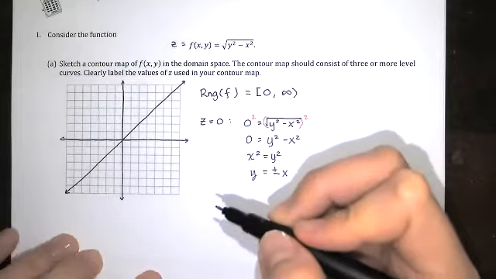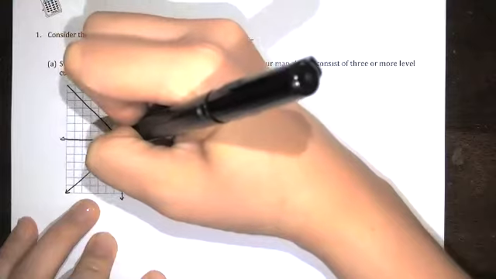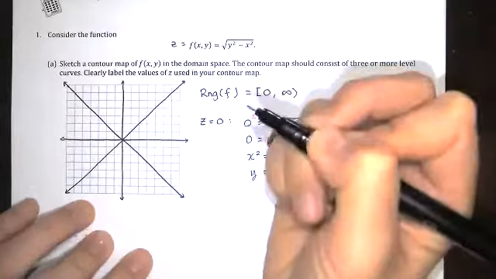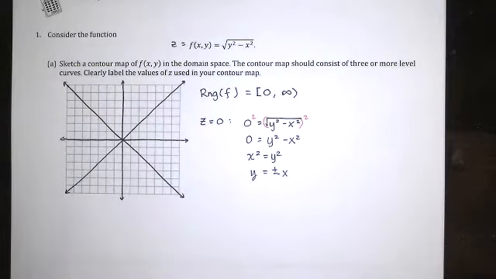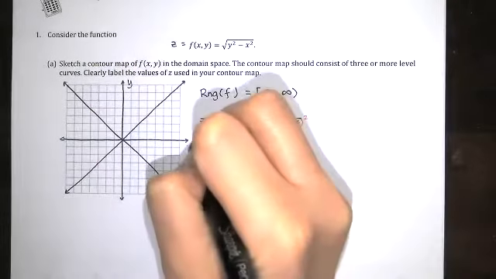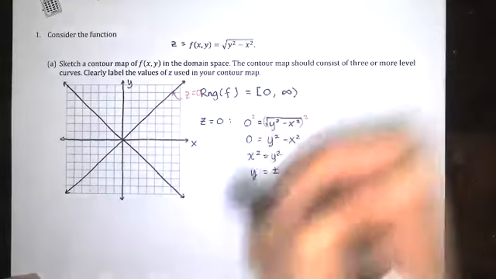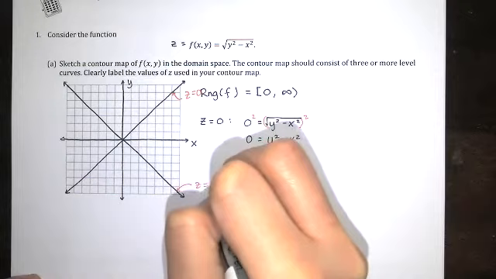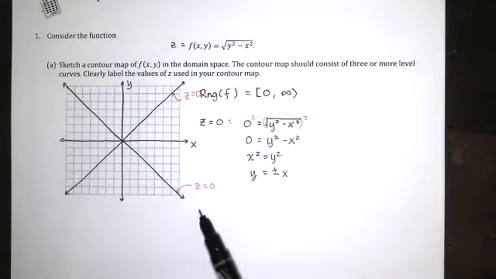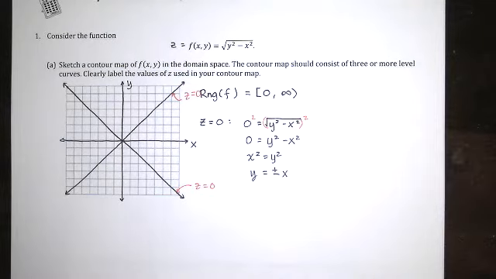There's y equals x. And y equals negative x on this other axis. Now on both of those lines, z is equal to 0. So we want to imagine that we're slicing our surface at z equals 0. This is what it's going to look like. That's what the slice is in the xy plane. It's just those two curves.